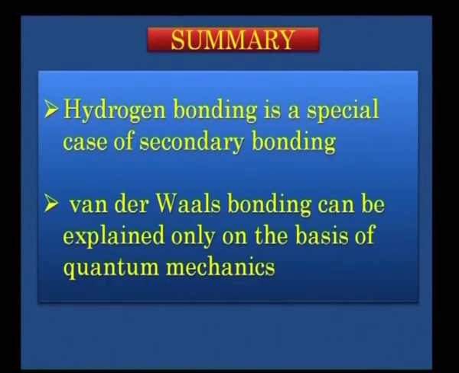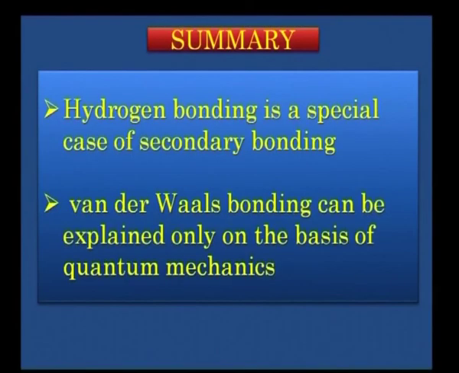The van der Waals bonding can be explained only on the basis of quantum mechanics. Not only that, in all bondings, whether primary or secondary, quantum mechanics plays a very important role, because the electrons are responsible for all bondings: metallic bonding, ionic bonding, covalent bonding. In all bondings the electrons come into operation. Electrons are not classical particles, so they have to obey the quantum mechanical rules. Without that you cannot explain any of the bonding.